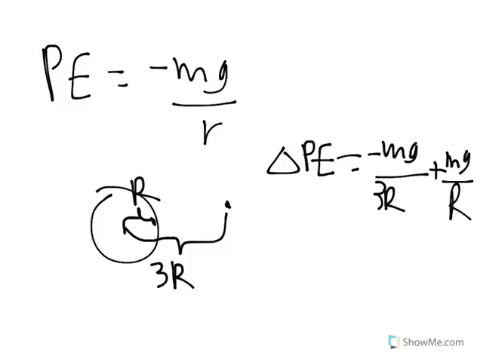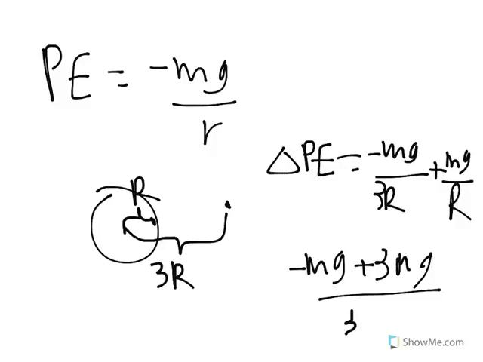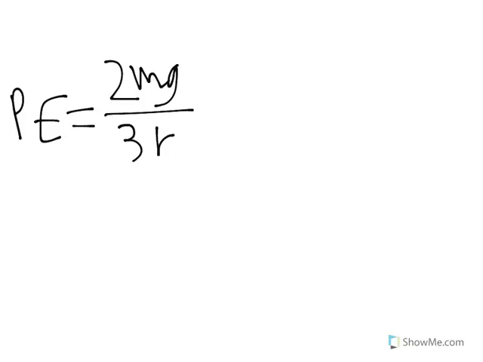Now let's do some adding of fractions. We end up with negative mg plus 3mg over 3r, which simplifies down quite nicely. We end up with 2mg over 3r. And that's our potential energy. So if you take an object and move it from 1 Earth radius all the way up to 3 Earth radiuses, if you plug in the correct mass and the correct gravity and the correct capital R, that's the radius of the Earth, that's your change in potential energy.